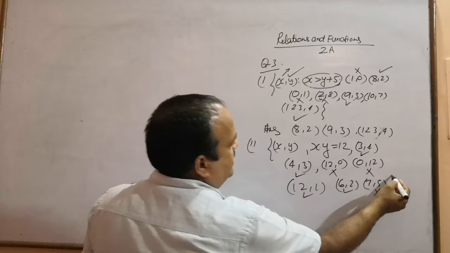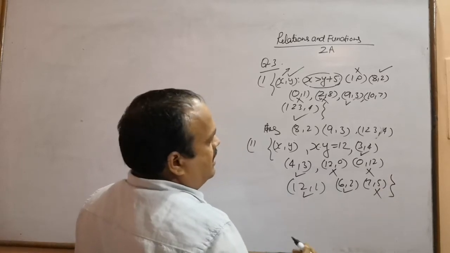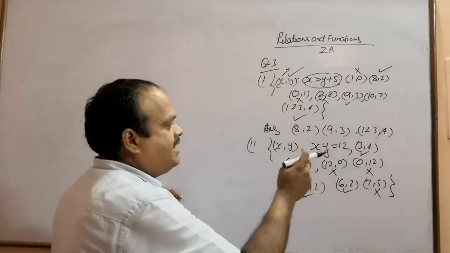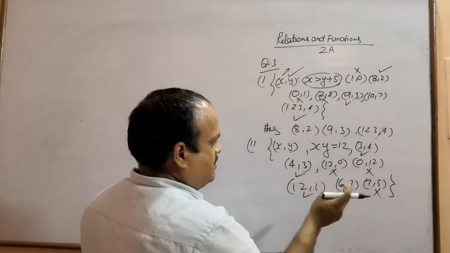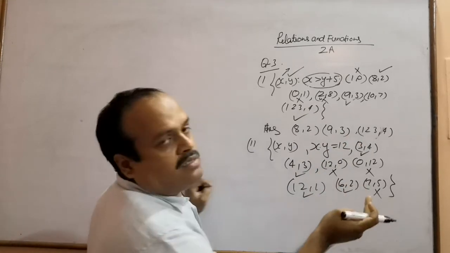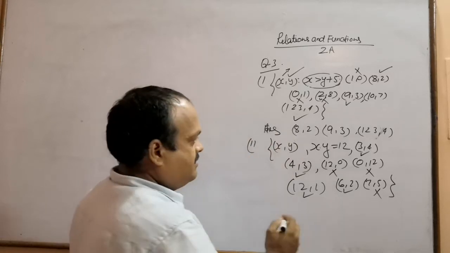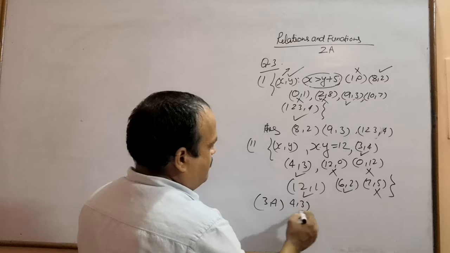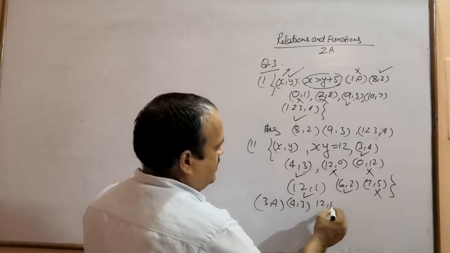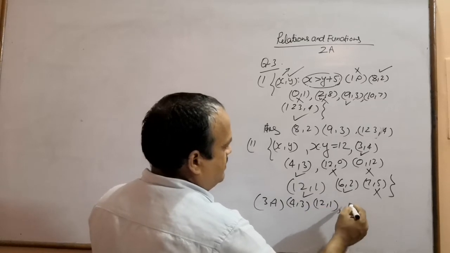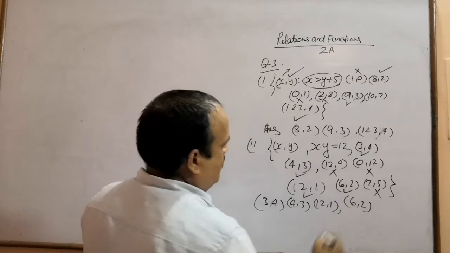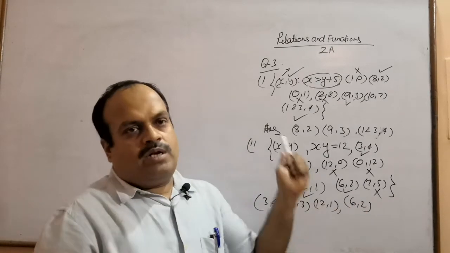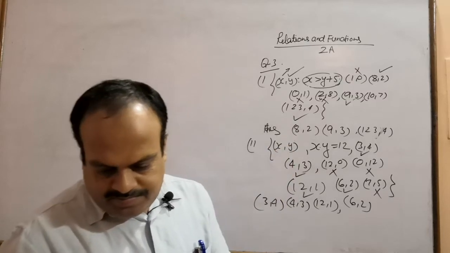So out of these ordered pairs, only this one, this one, this one and this one will belong. So 3, 4; 4, 3; 12, 1; 6, 2, only these ordered pairs will belong to the given relation.